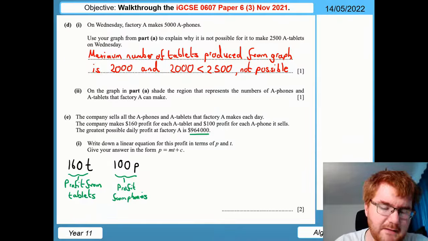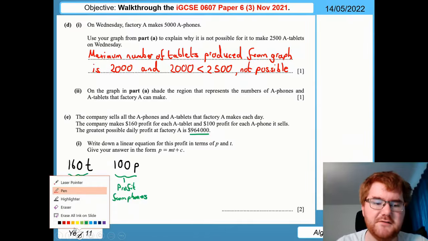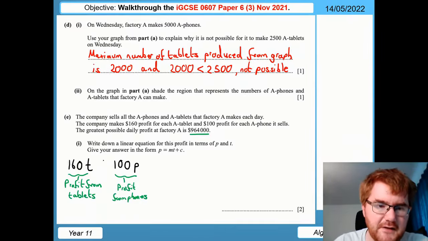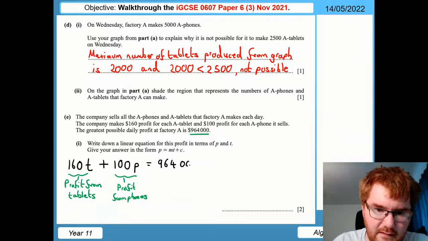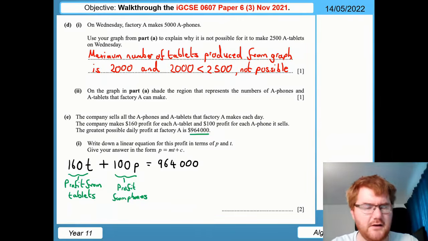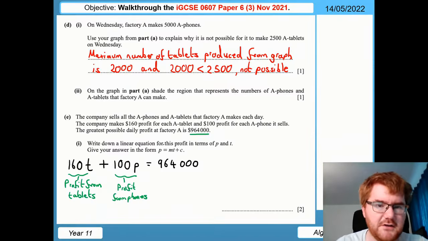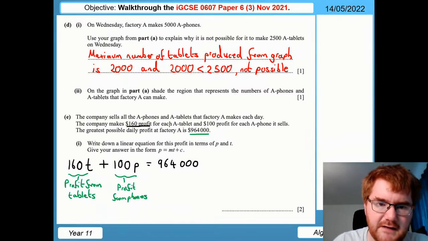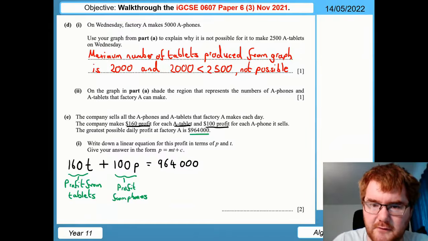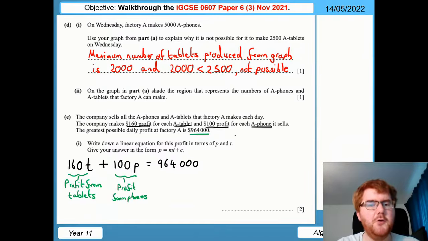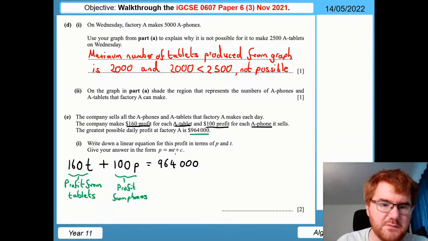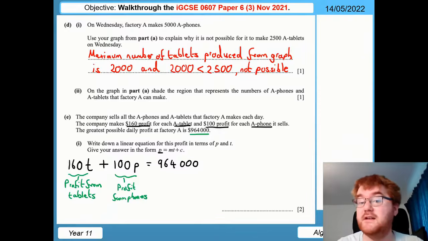And in order to work out the maximum profit, I need to add the two profits from both the tablets and the phones together. If I add those together, that will give me my maximum profit, or the greatest possible, and we're told in the question that's equal to $964,000. So I've generated this equation from the information in the question. Now at the moment, this doesn't look like the equation that we want. We want to get P on its own, so we need to go through our normal equation solving to do that.